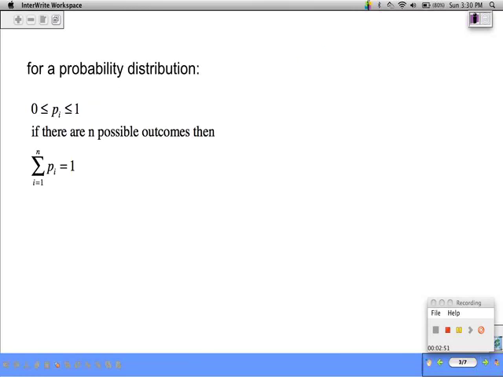A big property of a probability distribution is that all of the probabilities have to be between 0 and 1. That should make sense. And all of the possible outcomes, their probabilities have to add up to 1. Something has to happen every single time. That's what this is saying.